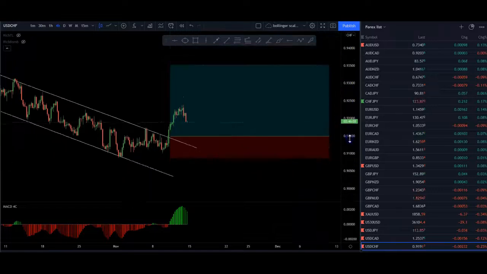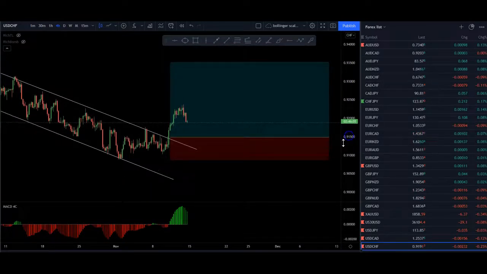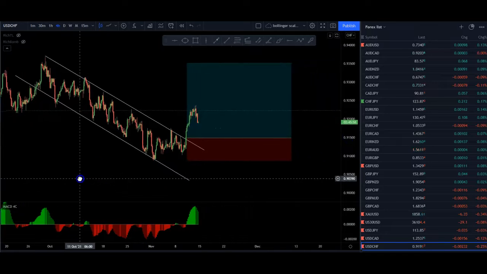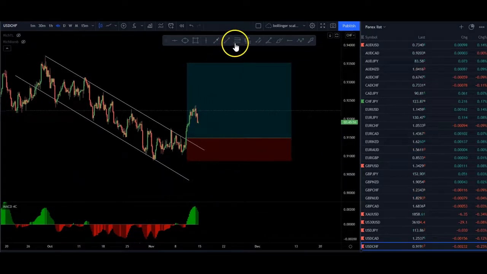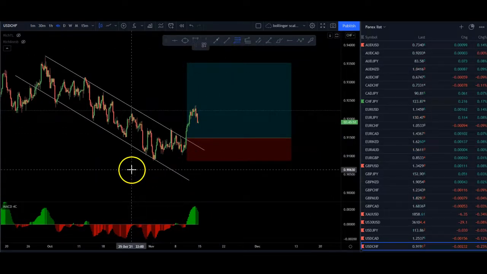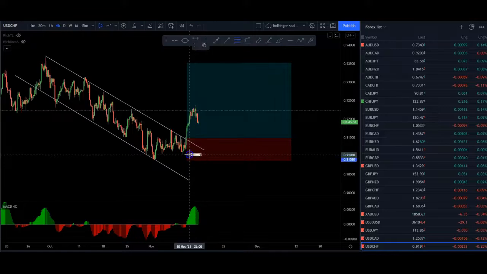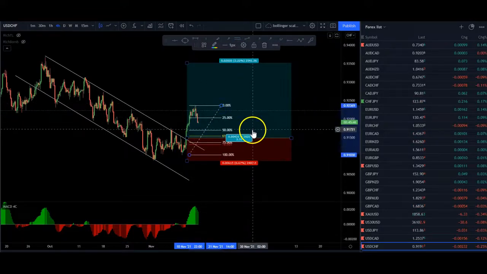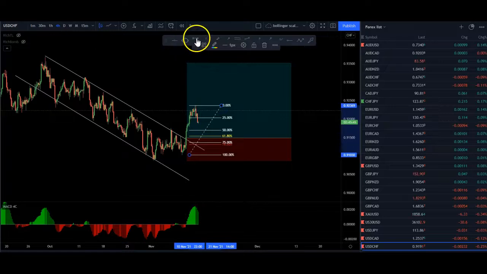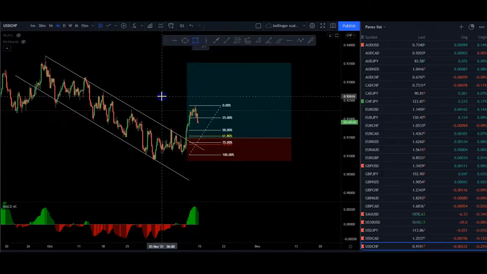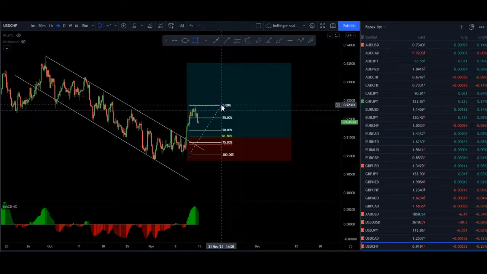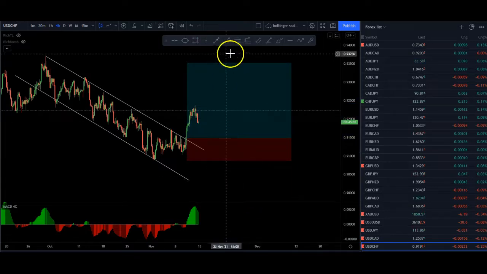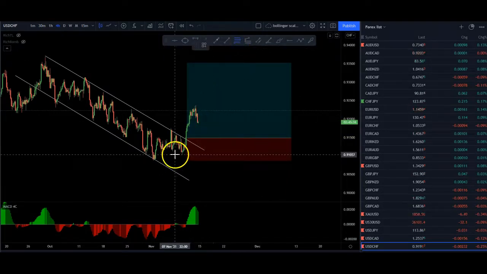USDCHF, we're currently in this trade, and I am waiting also for the market to retrace 50% of this move. Then I'm going to enter a trade to buy it. Okay, so I forgot to mark my 50%.